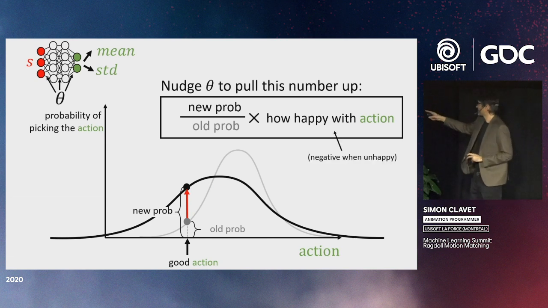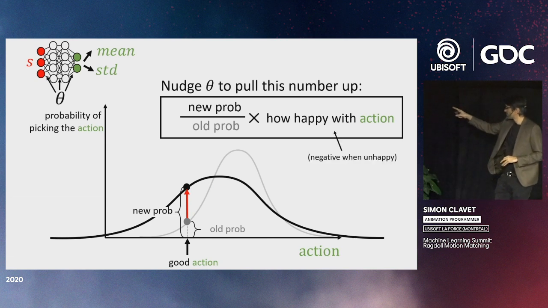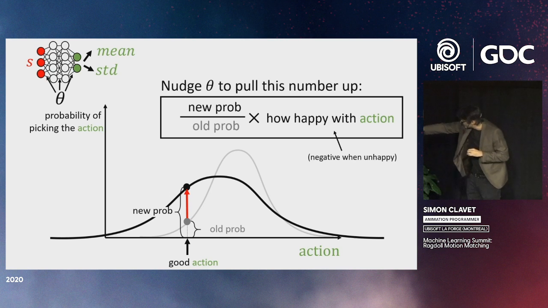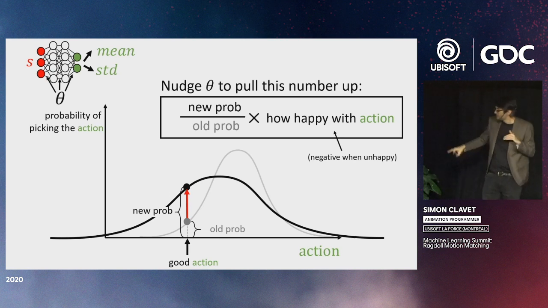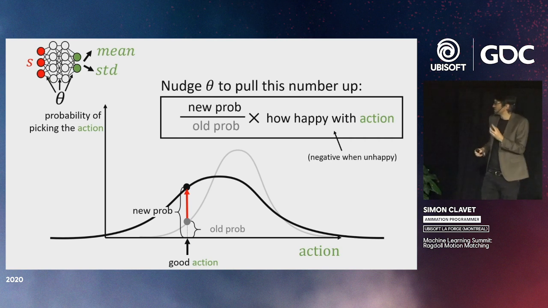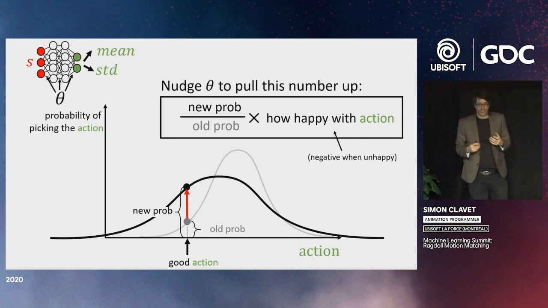So how happy are we with the action? Let's put this number. Let's make sure that it's negative when we're unhappy, so it's going to bring the ratio down. It's going to go below 1 in this case. So that's the force that we want. Okay, we want to nudge theta to pull this number up. That should work.